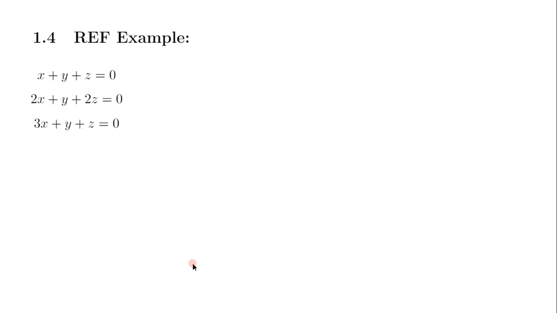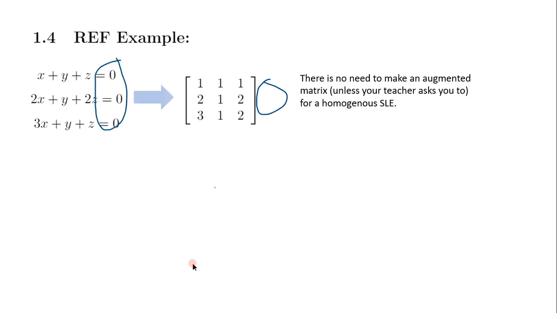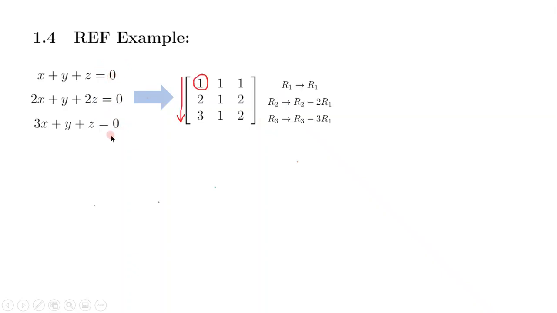So let's do an example. You get given a system of linear equations and they want you to solve it. The first thing you want to do is put it into an augmented matrix, but because this is a homogeneous system of linear equations, you don't actually need to do that, because any row operations that you perform on the zeros are just going to give you back 0.